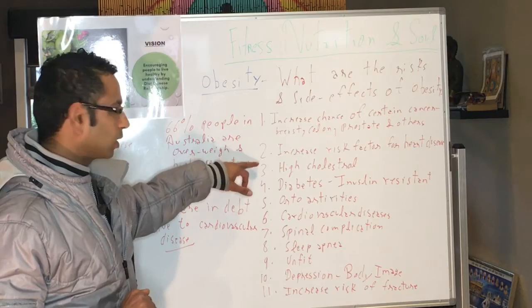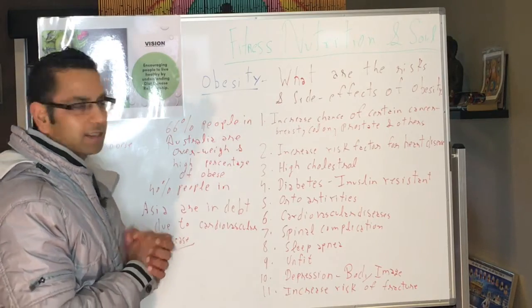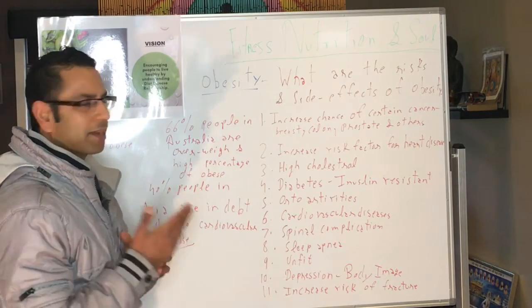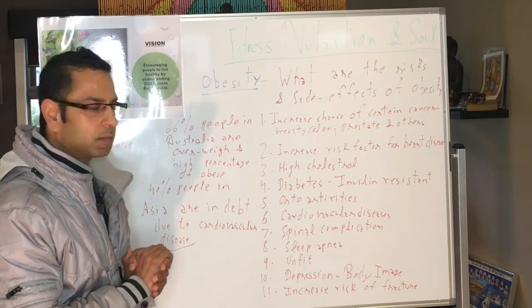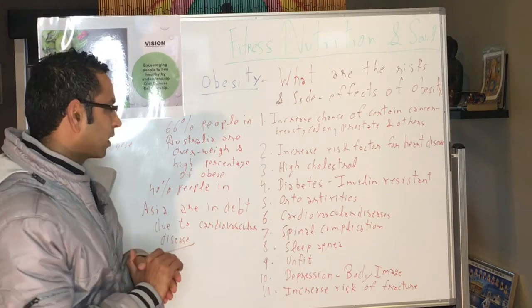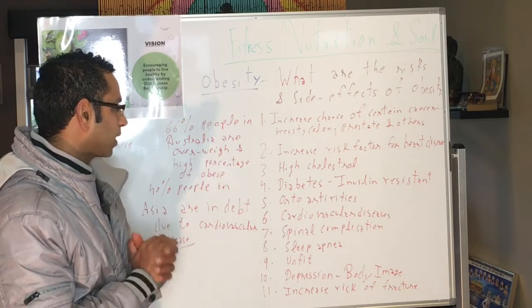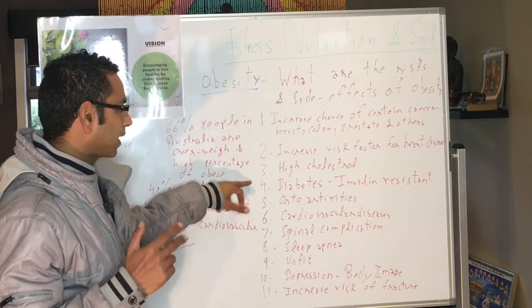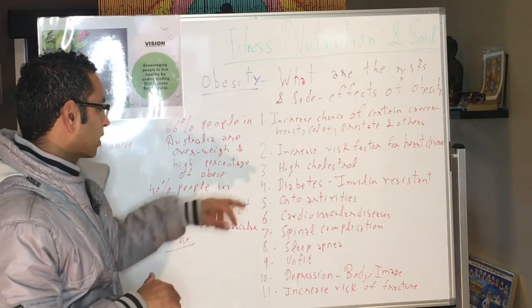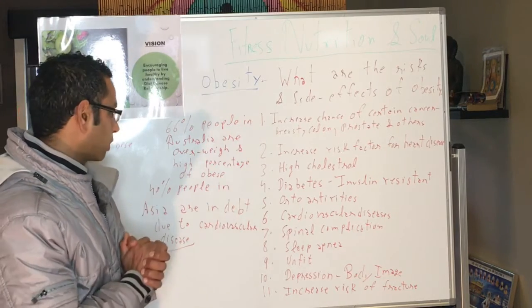The second one is that it increases the risk factors for heart disease. If you're really obese, the chances of having heart problems, atherosclerosis and things like that, including liver cirrhosis, increase as well. The third one is high cholesterol, which can also go up if you're overweight.